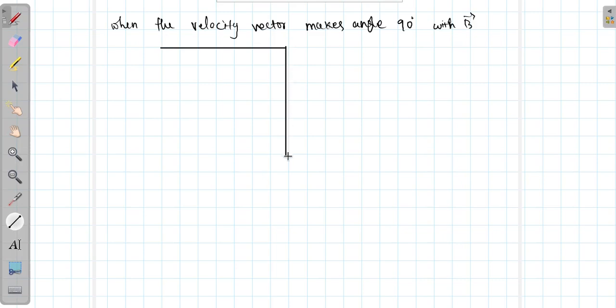Next, when the velocity vector makes an angle of 90 degrees with the magnetic field vector. So now we will see one by one. Okay, we have a region.